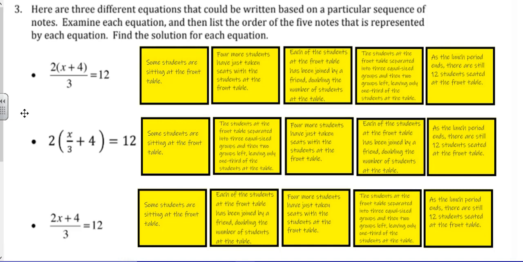So here are 3 different equations that could be written based on a particular sequence of notes. Examine each equation and list the order of the 5 notes that is represented by each equation. Find the solution for each equation. So this right here should look familiar, and this last one right here should look familiar because that was the first example of the original way that the question was ordered. So let's take a quick look at this one that we haven't looked at yet.